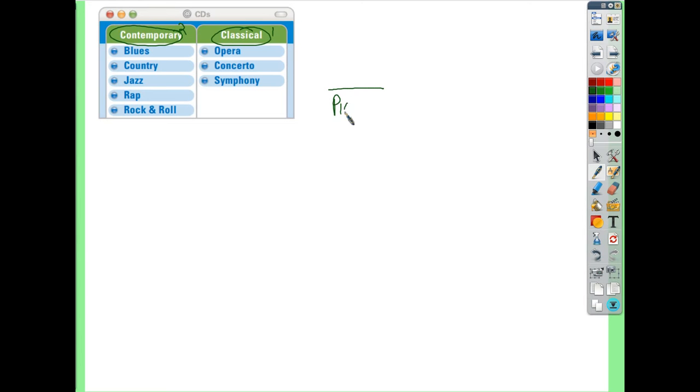First, we're going to pick 2 contemporary CDs. How many contemporary genres are there to choose from? 5. How many do we want? 2. We want to choose 2 of them. It doesn't matter which order we put them in.